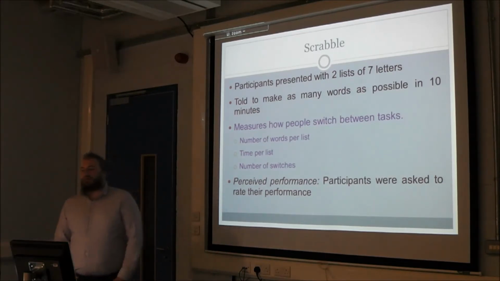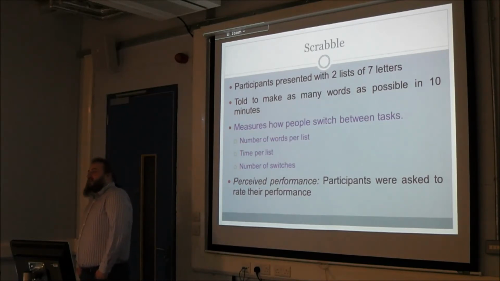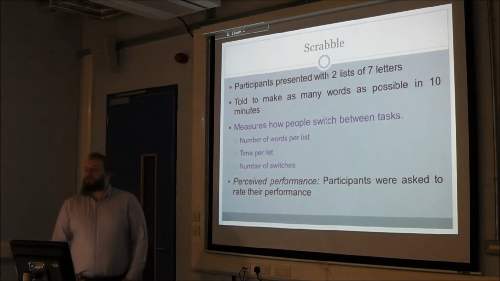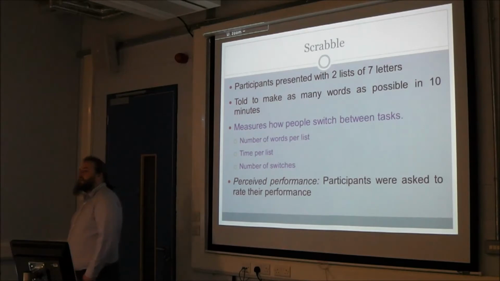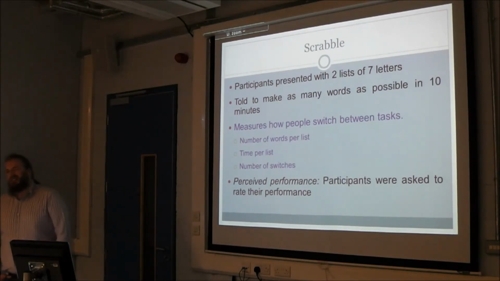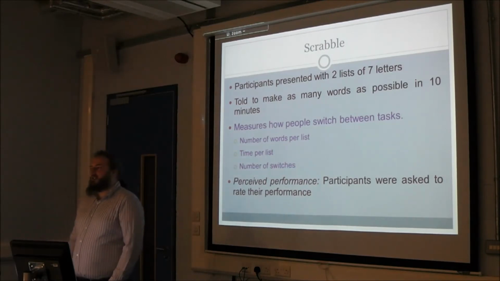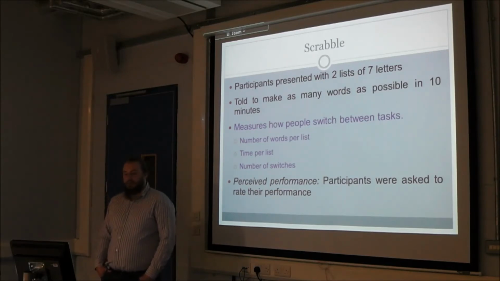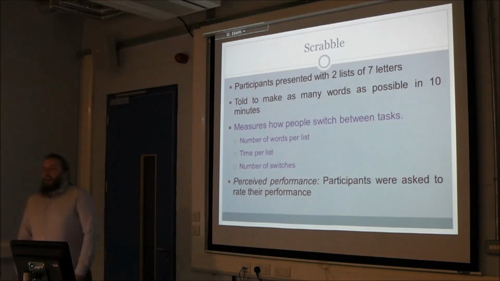And we're interested in the number of words that were made per list, the number of words made overall, the amount of time spent on each of the 2 lists. So I should say one of the lists it was possible to make twice as many words from as on the other. So strategically you were better off spending about 65 to 70% of your time on the easy list and the rest on the hard list. So obviously once you start making words off the easy list, there are fewer words to be made there. And we're interested in the number of switches as well. We also asked people here to rate how they thought they were doing on the task.